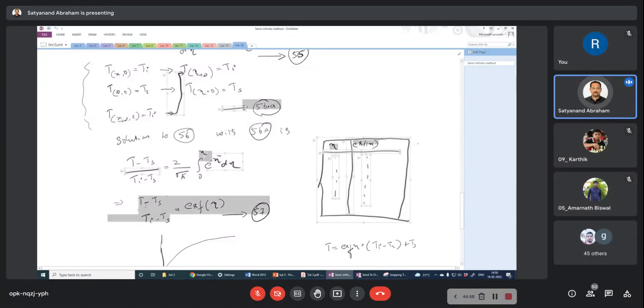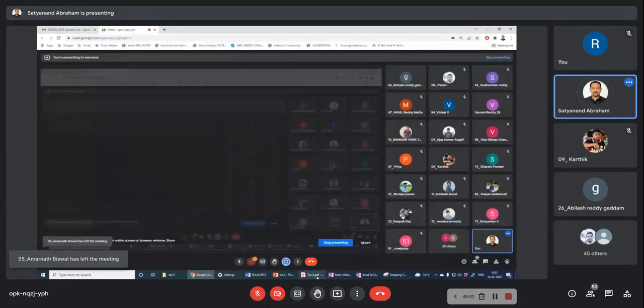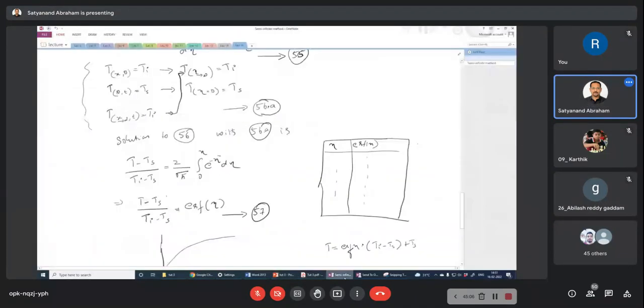Because this kind of questions will actually come for exam. Is that clear? Is it clear? Yes, sir. So can you actually calculate this part? Can you actually calculate this part for me?